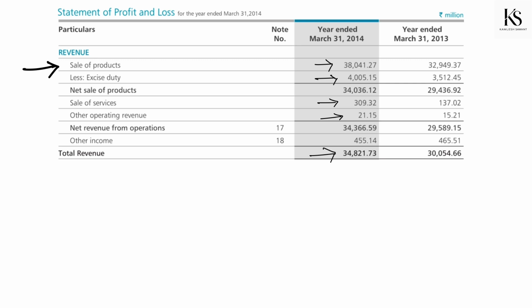The revenue adjusted after the excise duty is the net sale of the company. The net sales of ARBL is 3,403 crore rupees for financial year 14. The same was 2,914 crores for financial year 13.